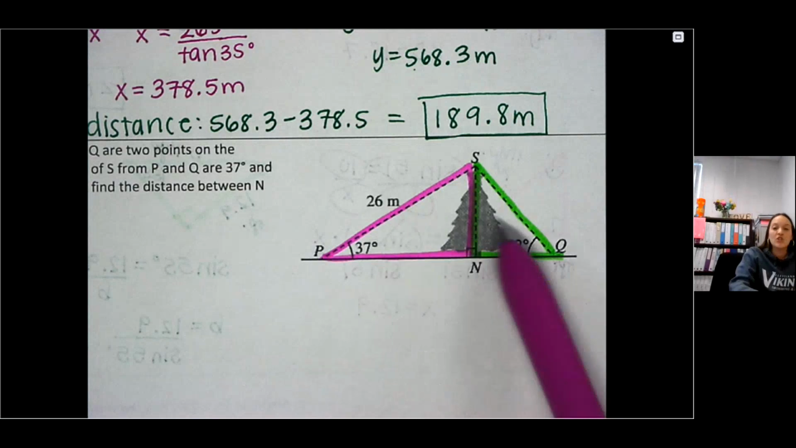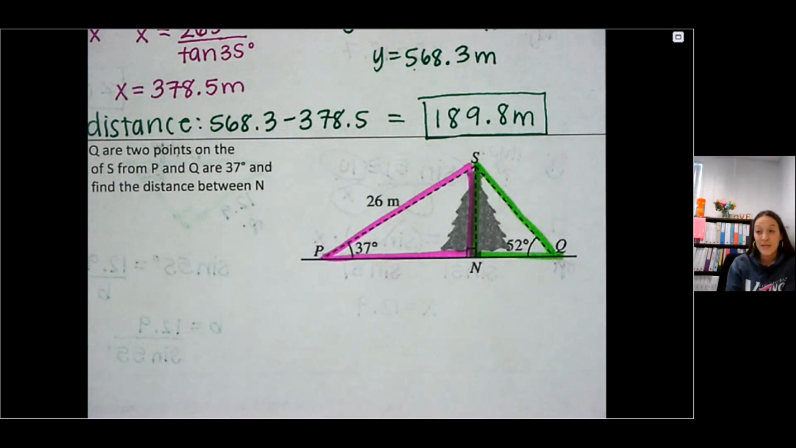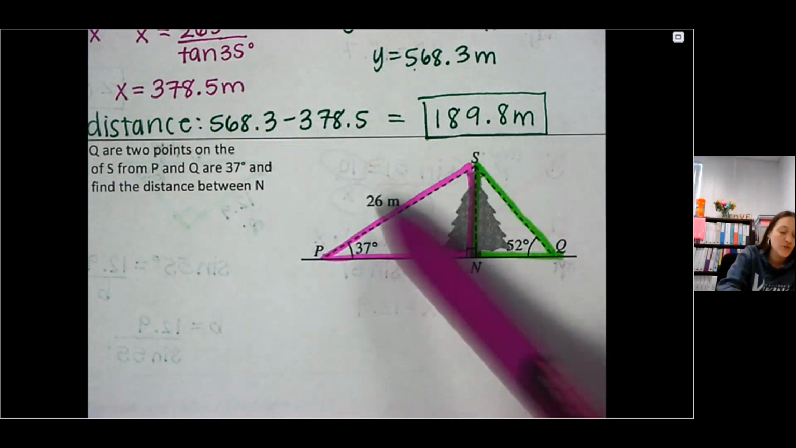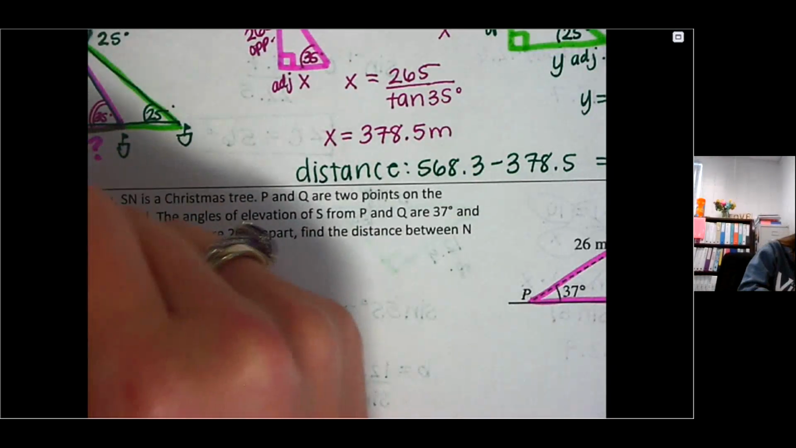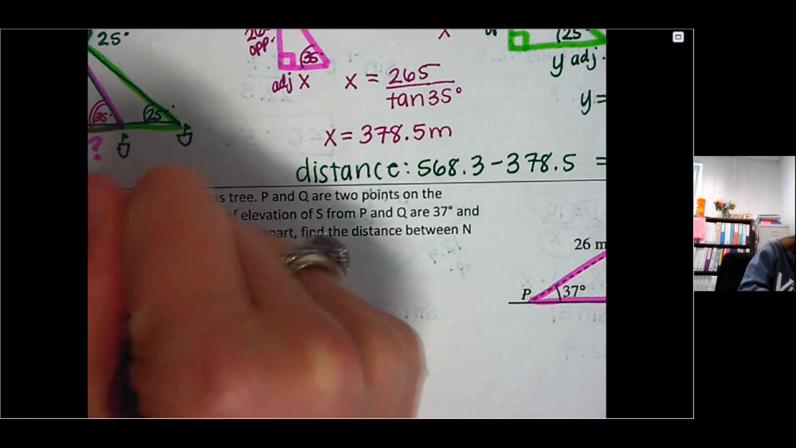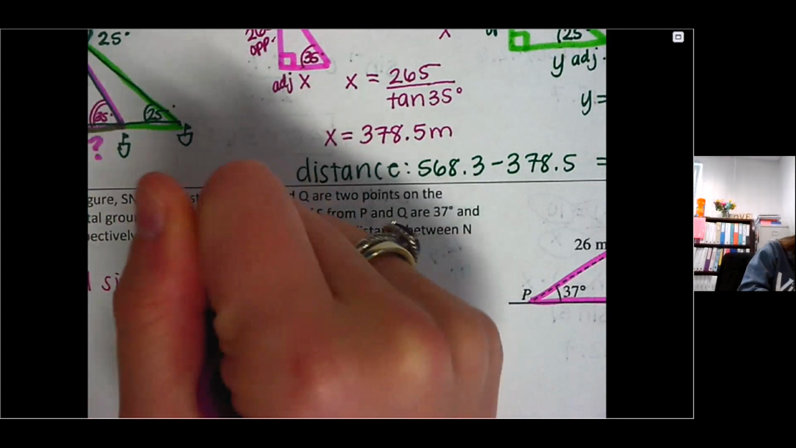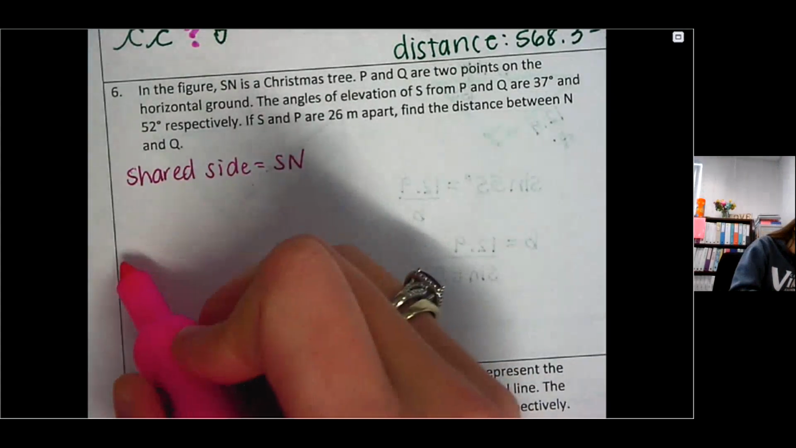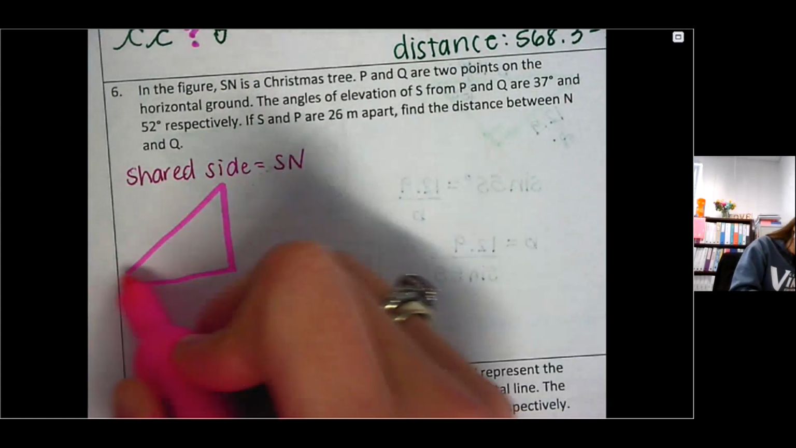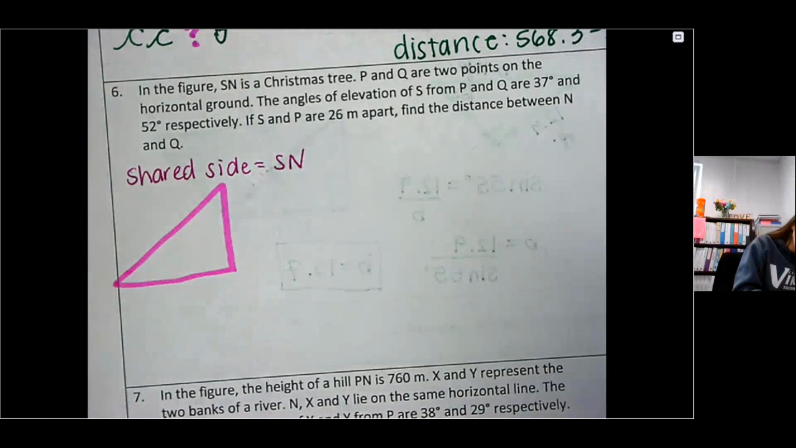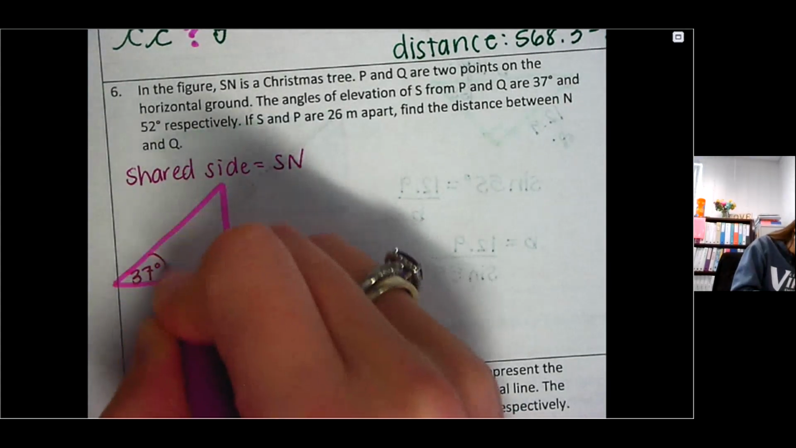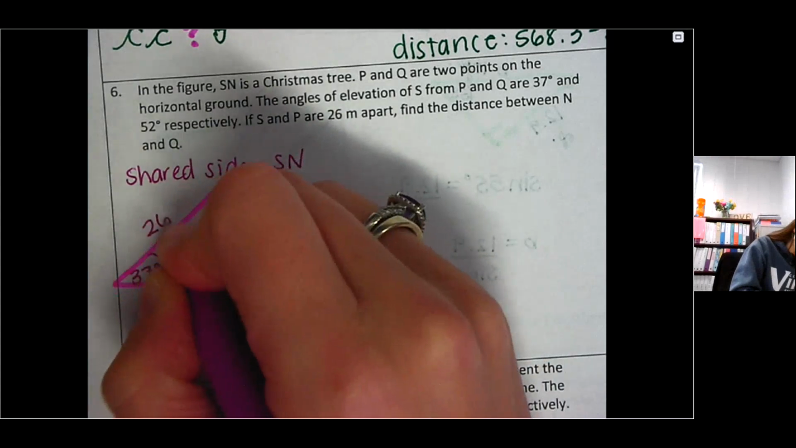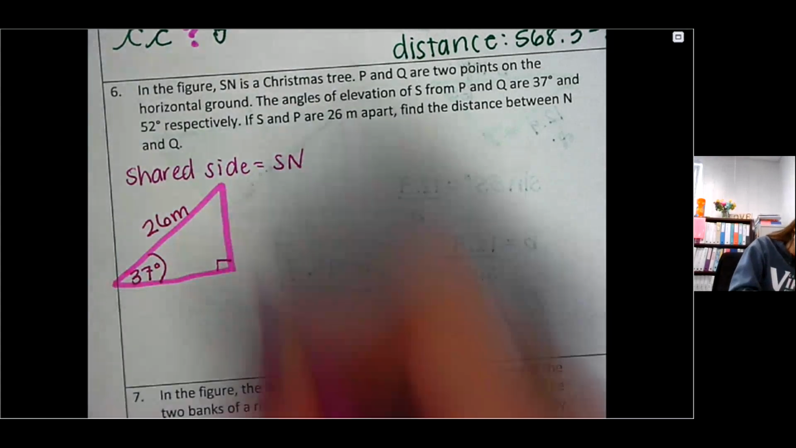And then I choose to use the triangle that has more information. The triangle on the left has more numbers, so that's going to be the one that I start with. So our shared side is SN, and that's where I'm going to start. So I'm going to draw out my triangle. Hopefully you notice that I've kind of got a system here where I always redraw my triangles out. And I would suggest you do the same.